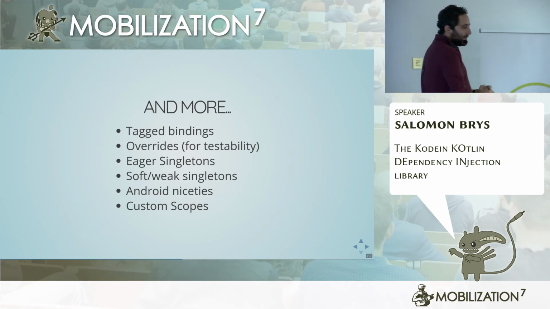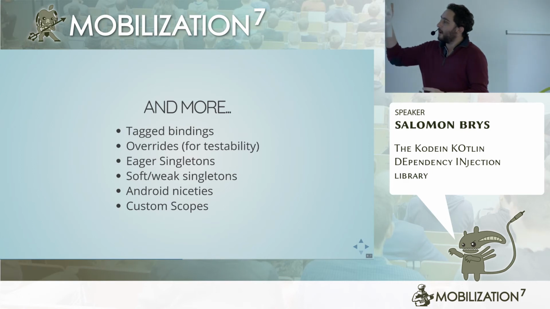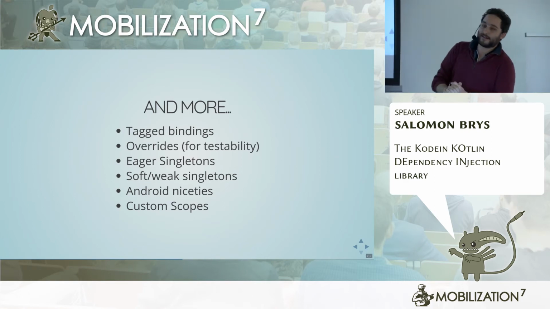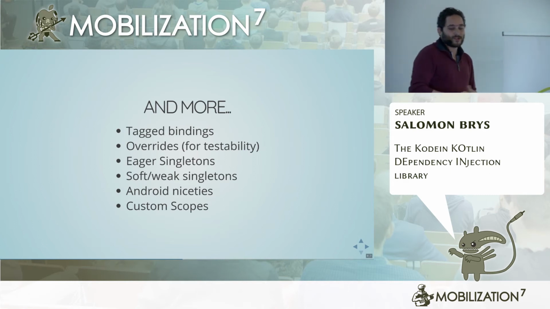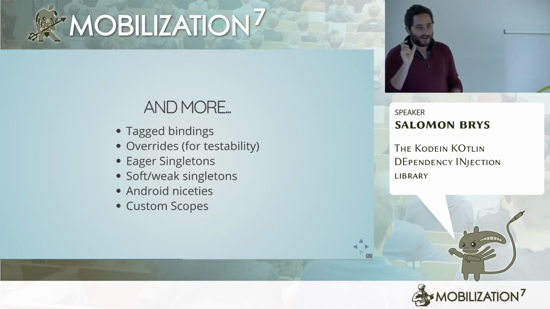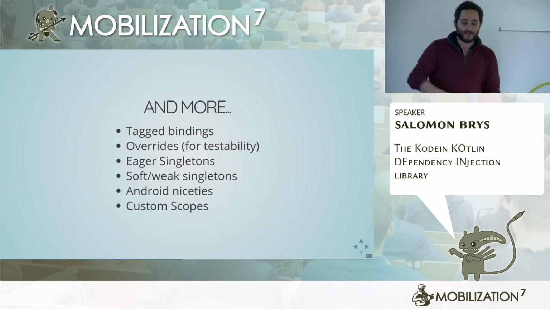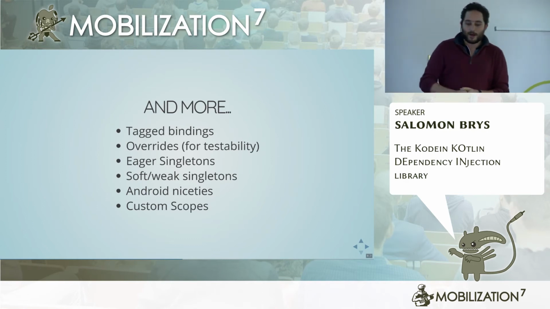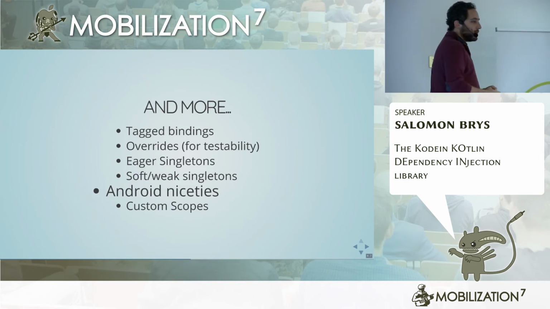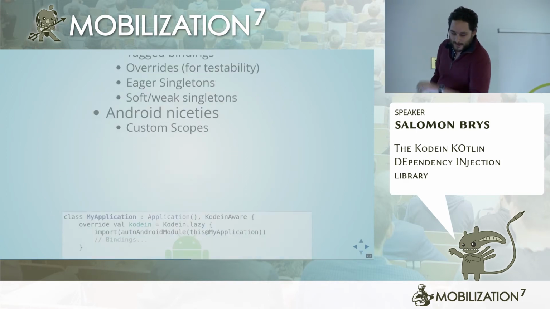Okay, lots of things that I don't have time to talk about today. Tagged bindings, overrides. Actually, I just added the slide 2 hours ago, so sorry about that. Eager singletons, which are singletons that initialize directly instead of initializing the first time they are needed. Soft and weak singletons, should you need to handle memory. Custom, what? Maybe we should talk about that at a mobilization conference. So let's talk about that.